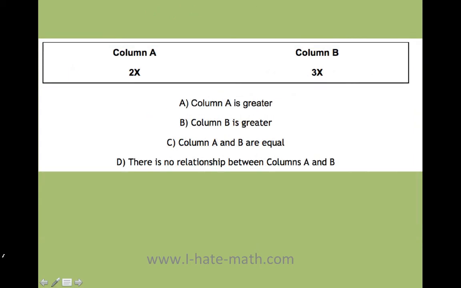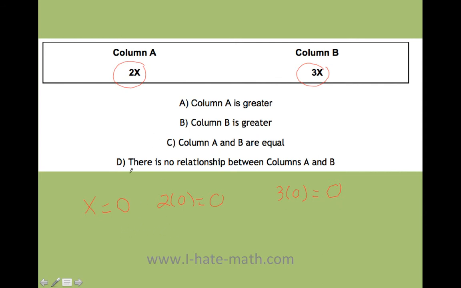For example, you have here column A is 2x, column B is 3x. Here they don't tell me what x is, so I'm going to assume that x can be anything. I'm going to put x equals 0. Let's do it. 2 times 0, 3 times 0. This is going to be 0, and this is going to be 0. You might say, oh, perfect, the answer is C.